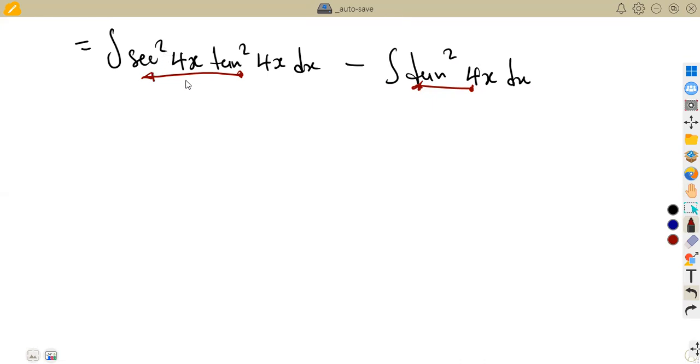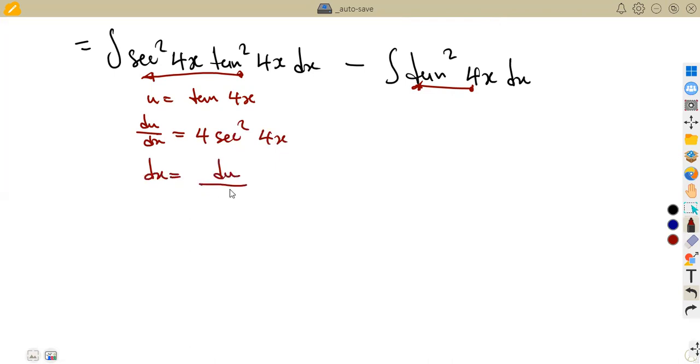So we can choose u to be tan so that we get sec squared, and the sec squared will cancel with this sec squared. If we choose u to be tan 4x, the derivative of u with respect to x for tan is going to be 4 sec squared 4x. Then we make dx the subject, so it is going to be du over 4 sec squared 4x.